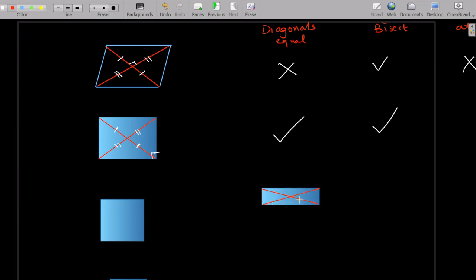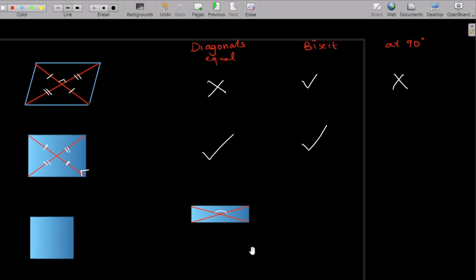Now, do you think they are bisecting at 90 degrees? What I mean by that is this angle. Is this 90 degrees? No. So they will bisect, but not at 90 degrees. So we put a cross here.